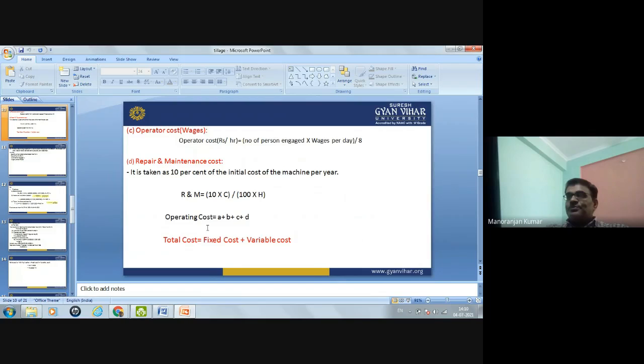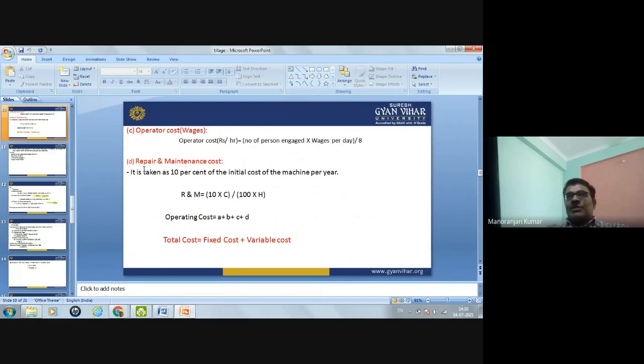Now the other variable cost is operator cost. For operator cost, how many persons are engaged in operation, and what are the wages per person. Since that operator will work only for 8 hours, not for 24 hours, you have to divide this multiplication by 8. So this is the equation: operator cost in rupees per hour equals number of persons engaged into wages per day divided by 8.